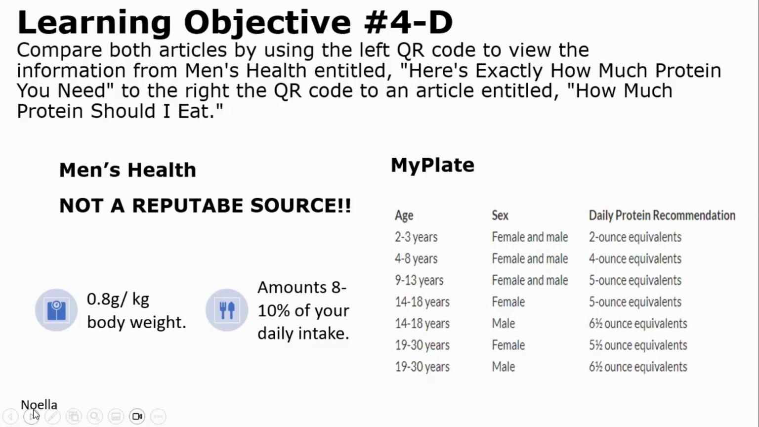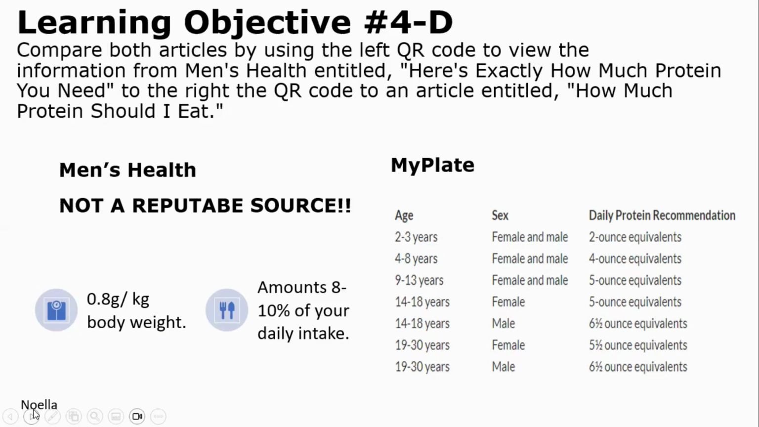So what do you think is the difference between these two sources? Is MyPlate a .org website, which means it's a government source? That's correct. Men's Health is just a magazine and is not a reputable source. MyPlate, on the other hand, comes from eatright.org, which is a government website. And so the sources on the website are verified. The research is extensive.